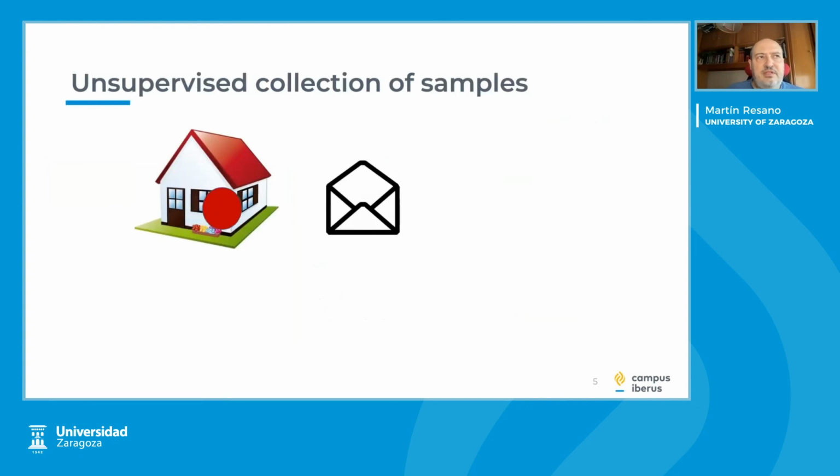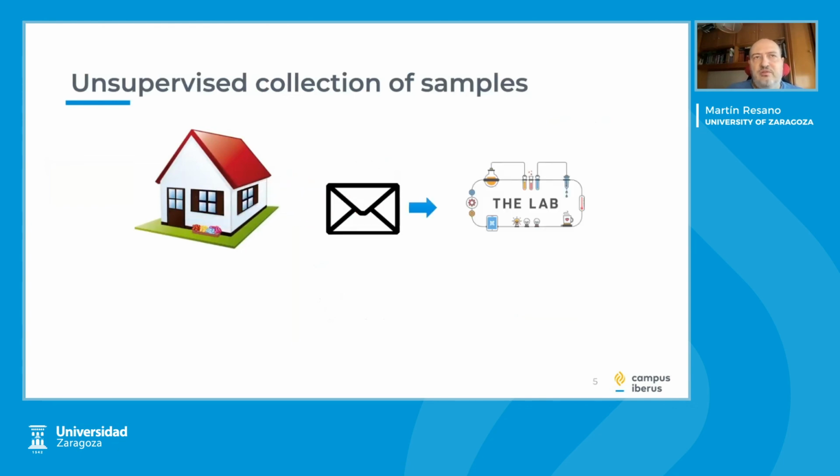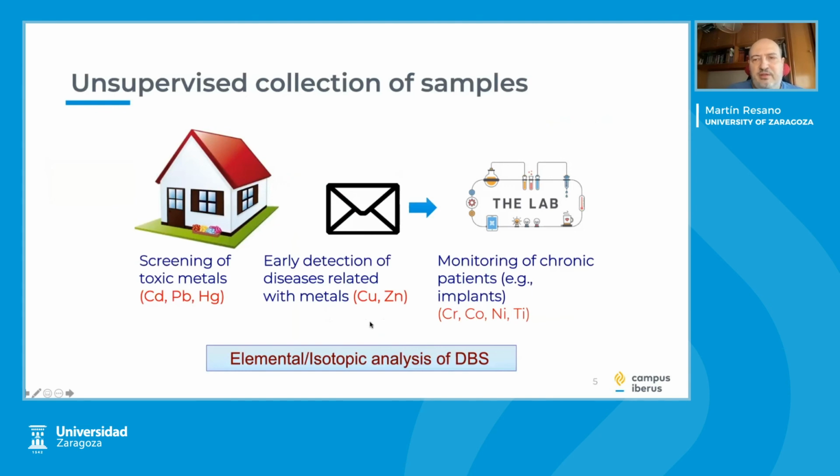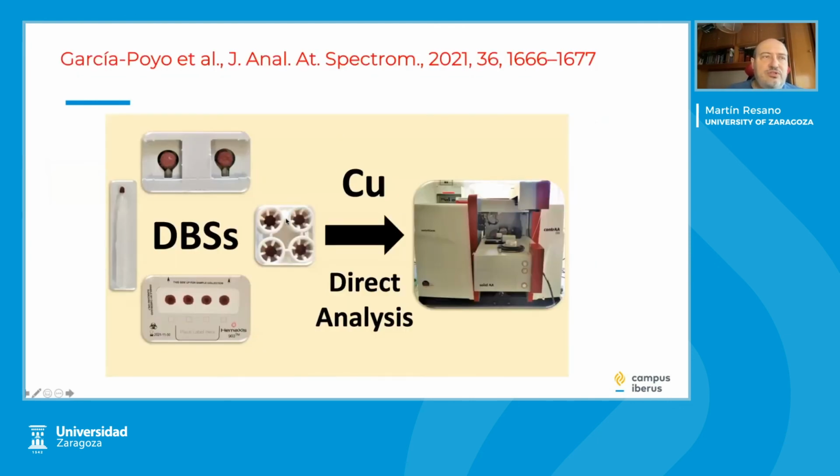We believe that this scheme of preparing your own sample and sending it to the lab could be appropriate in a variety of situations where elemental and isotopic analysis is key. We're talking about screening of toxic metals, early detection of some diseases associated with the levels of metals, or monitoring of chronic patients. And basically what we do is to test new specimens to produce the DBS with a known volume, easy to use for the patient, and then we develop the methodologies for the analysis.